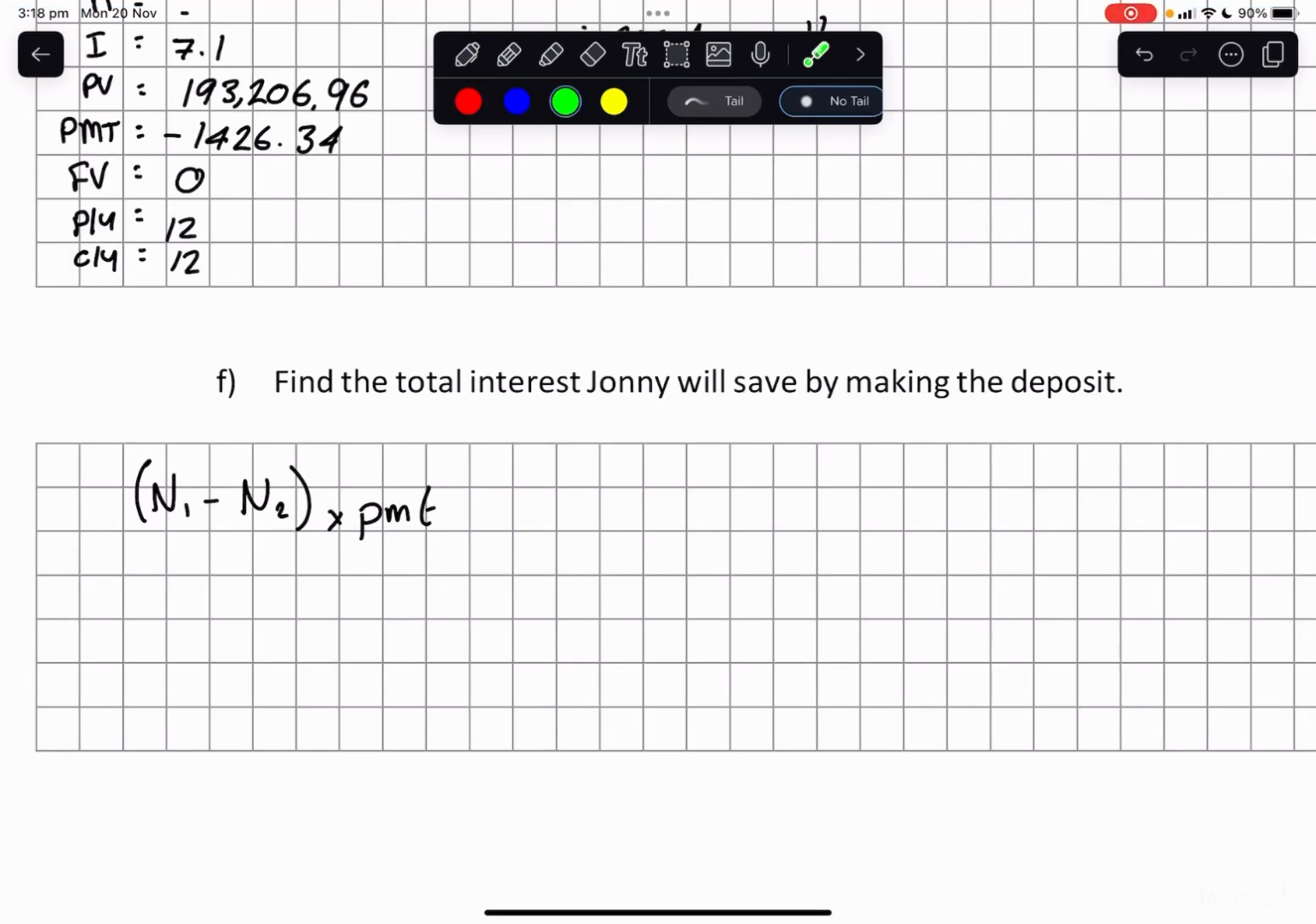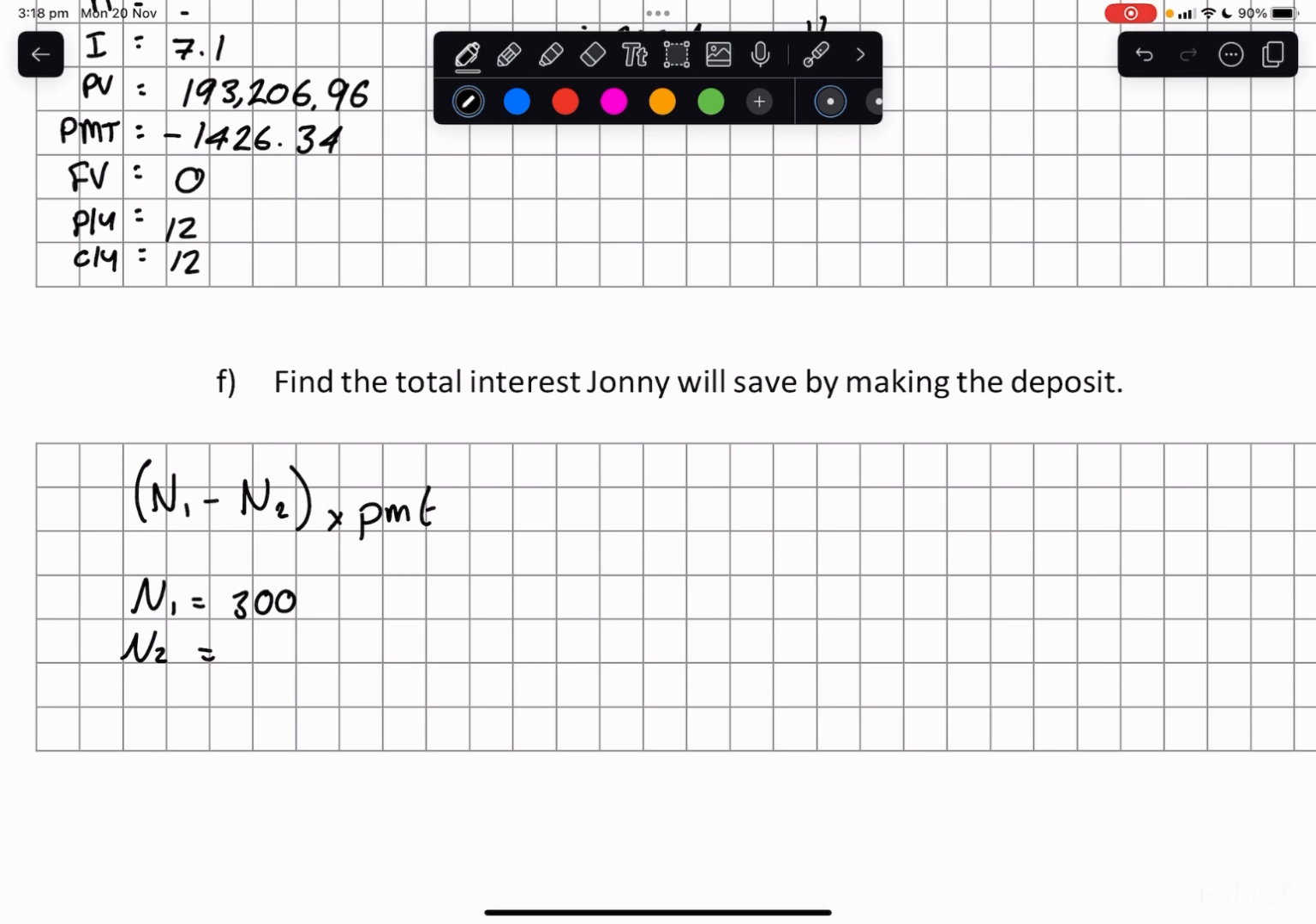The final part of this question is to find the total interest Johnny will save by making that deposit for that 1 month. So we need our trusty N1 take N2 times PMT. Now, we're not subtracting the offset amount off the end because we have taken that money back out of the offset account. So in this case, N1 is equal to 300.